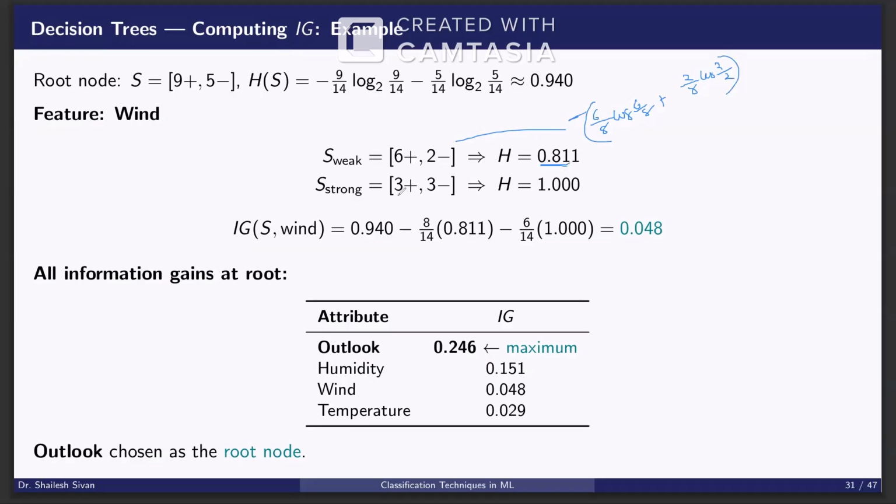And for strong it is 3/6 log 3/6 plus 3/6 log 3/6. 3/6 is 1/2, right? 1/2 log 1/2 plus 1/2 log 1/2. Log 1/2 to the base 2 is what? It comes to 1, right? So we found the entropy of weak and strong. After that, what will we calculate?